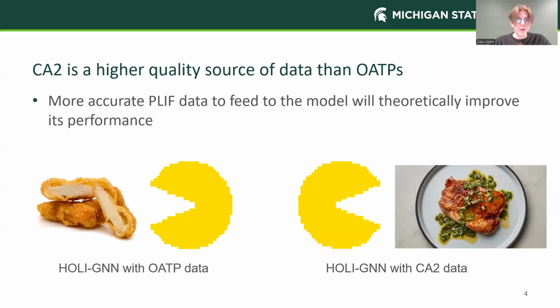So basically, CA2 is a higher quality source of data, more complete in terms of the structure, with more ligand data for substrate inhibitors, that kind of thing. Basically, the CA2 data is high quality, and the OATP data is the perhaps questionable McDonald's chicken nuggets.